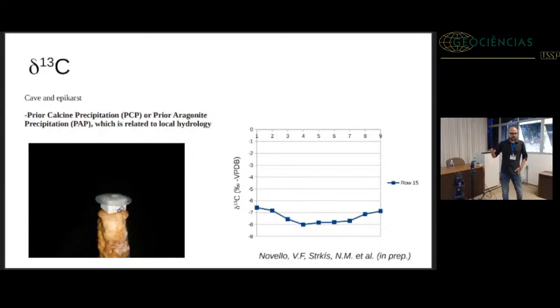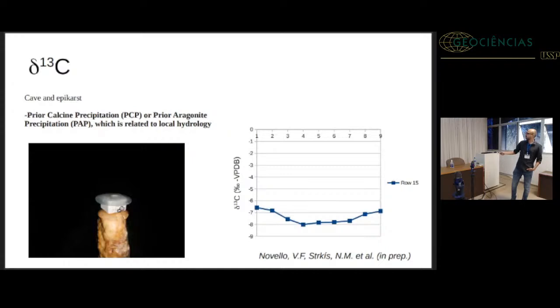And then after a couple of weeks, sometimes a couple of months, we remove these glasses and replace them with a new glass to collect the new calcite. Then we analyze the isotopic composition of this material. Here's one example. Then we do a transect of analysis, from one border to another border, what you see here.